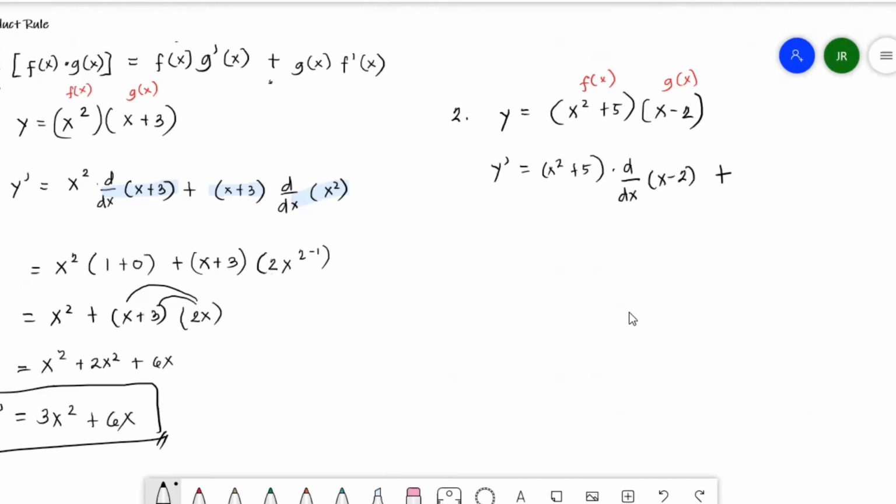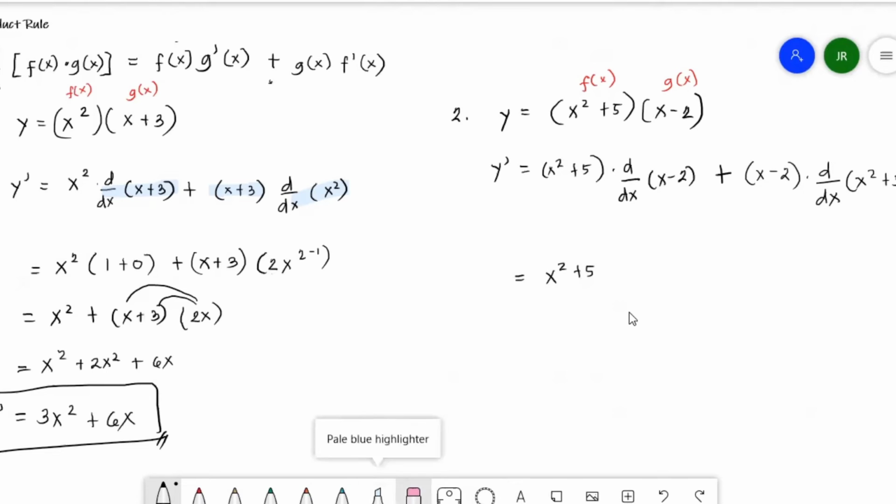Okay, first function multiplied by the derivative of the second function plus second function multiplied by the derivative of the first function. Okay, so g of x minus 2 multiplied by the derivative of our first function, which is x squared plus 5. Okay, and then that is equal to, copy x squared plus 5.